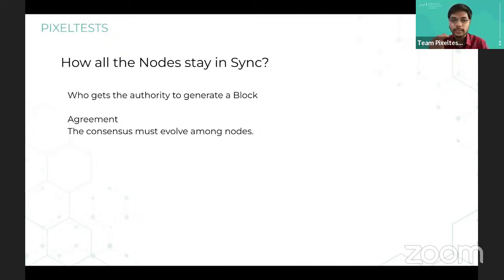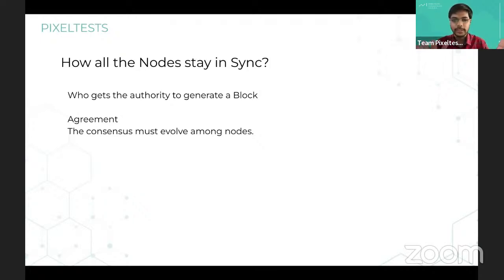So there has to be a common consensus that must evolve among all the nodes, and then only everybody is going to say, okay, because that person, according to the consensus, was the first person to do so and so thing, for that reason he's going to be the winner and he gets the authority to generate a block, right? So that is what the consensus is. By consensus, we mean the agreement. There are a lot of things that come under that. We're going to cover all of it in our upcoming sessions.